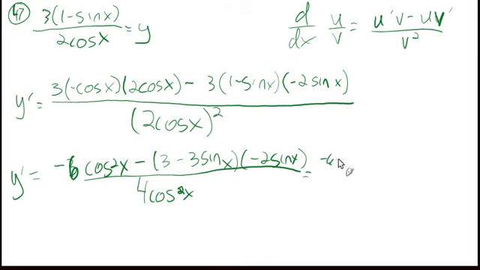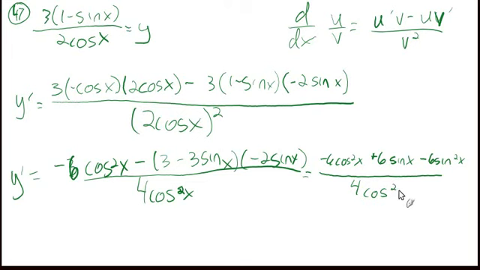This is negative 6 cosine squared x. I'm going to distribute, or multiply these together and then distribute this negative all at the same time. So we're going to have a plus 6 sine x minus a 6 sine squared x over 4 cosine squared x.